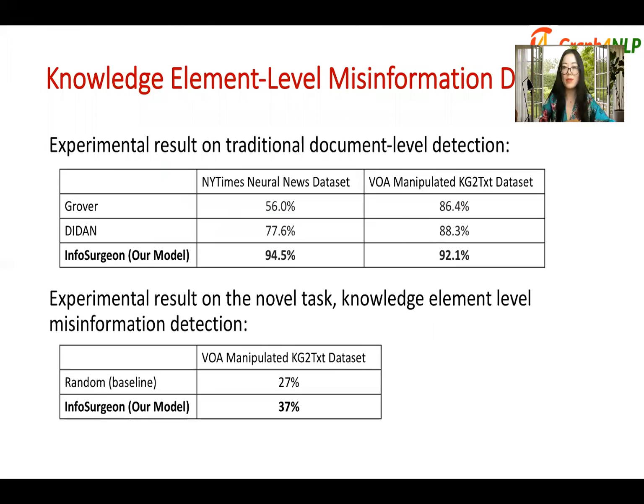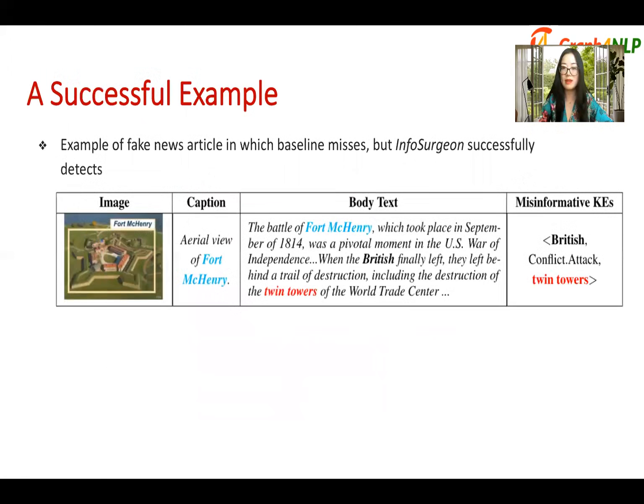So Grover is based on sequence to sequence. Dedan is based on cross-media and also only looks at the sequence on the text side. So we can see that our model outperformed them on data generated by Grover, and on data generated by our graph to text generation method. Our knowledge element level performance is also quite decent, much better than baselines.